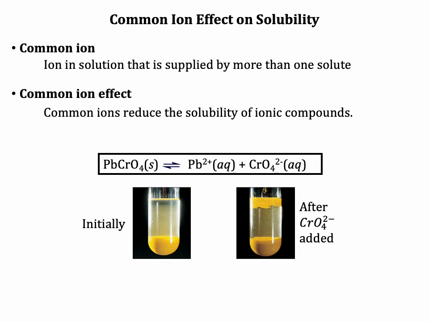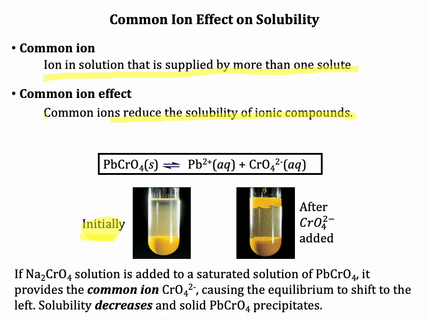So what is a common ion? A common ion is any ion in the solution that is supplied by more than one solute. That's the common ion. And what is the common ion effect? It is the effect which reduces the solubility of the ionic compound. For instance, if we look at the solubility of PbCrO4, it dissociates to give us Pb2+ ion and CrO4 2- ion. Initially, this is how much solid is present.